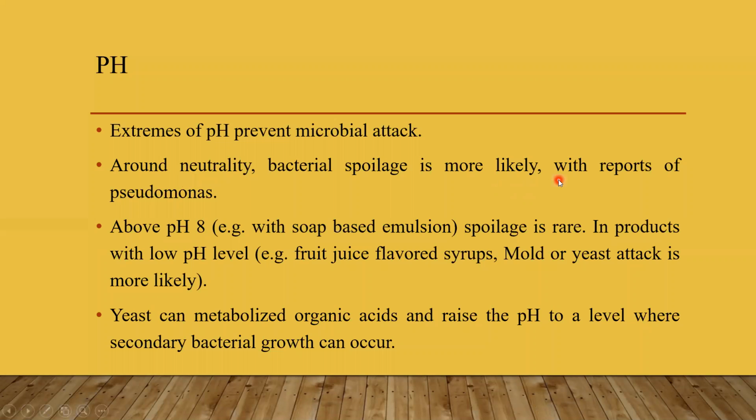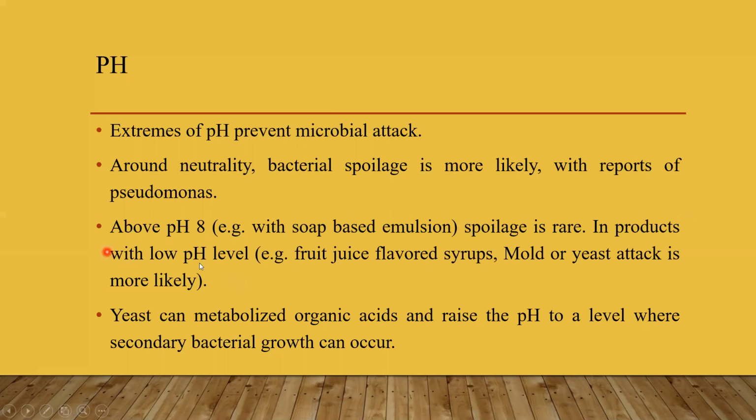bacterial spoilage is more likely, with reports of Pseudomonas. Around neutrality means at neutral pH. Bacterial spoilage means spoilage of the formulation by microorganisms, which is also reported with Pseudomonas. Above pH 8, meaning alkaline pH, as for example with soap-based emulsions, spoilage is very rare.